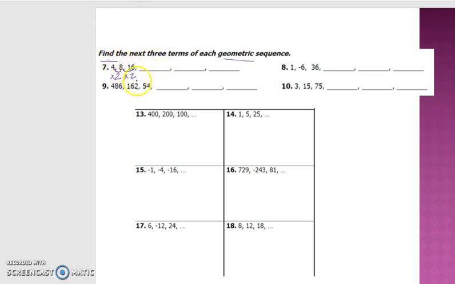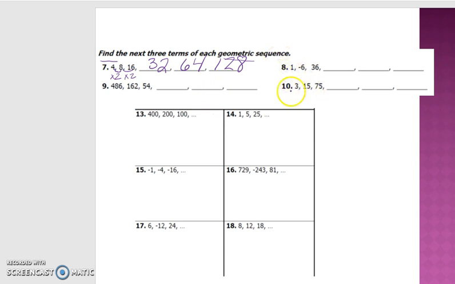So 16 times 2 is 32. 32 times 2 is 64. And 64 times 2 is 128. So we found the next 3 terms in our series.